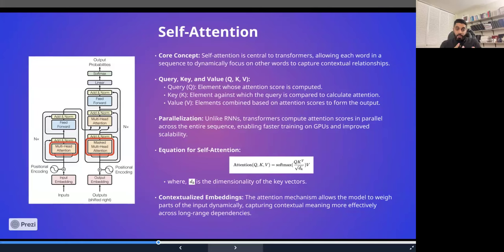So the idea in terms of implementation detail is to abstract each token in the form of query, key, and value vectors. Essentially, the query is the element whose attention score we are looking to compute. The key is the element against which we compare the query to calculate the attention score. And the value is the element that's combined based on all of the attention scores that are learned in order to form the output.